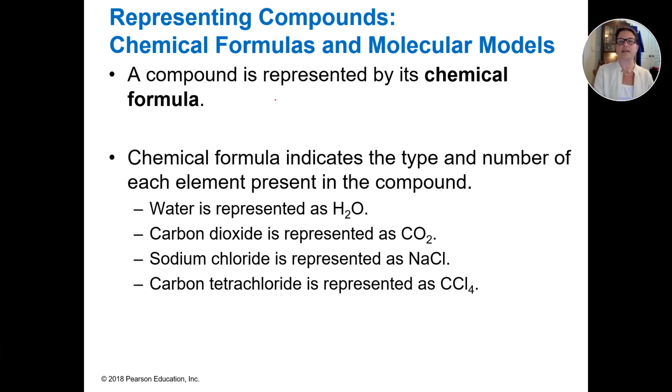So we use a chemical formula to represent our compounds. This is going to be the symbol of the element, and then there's going to be subscripts, which indicate the number of how many of that element there is.